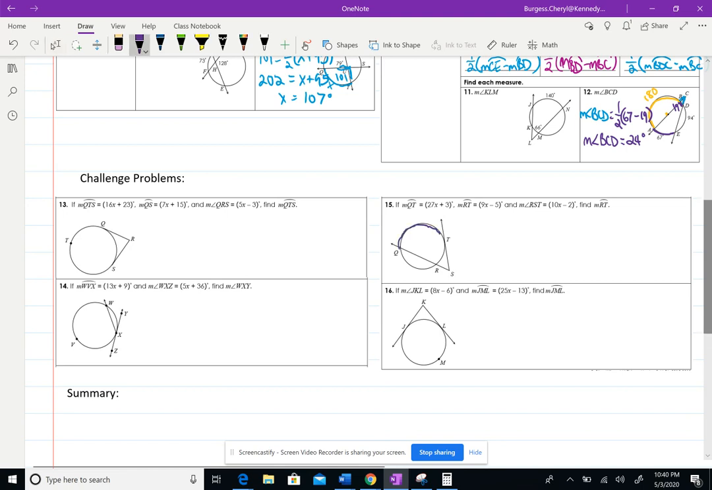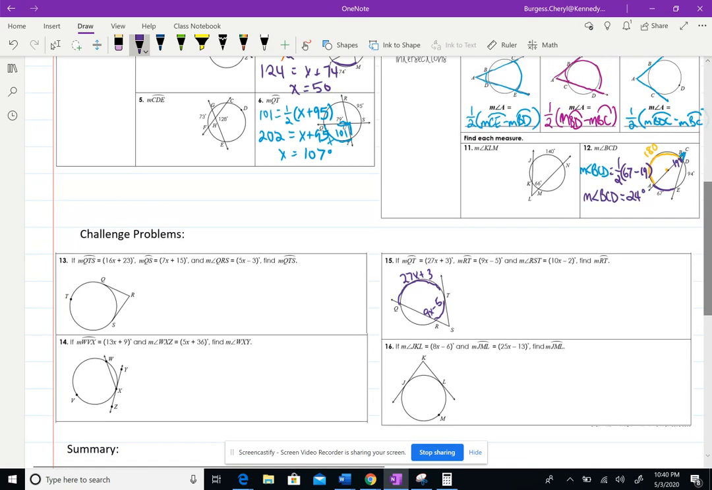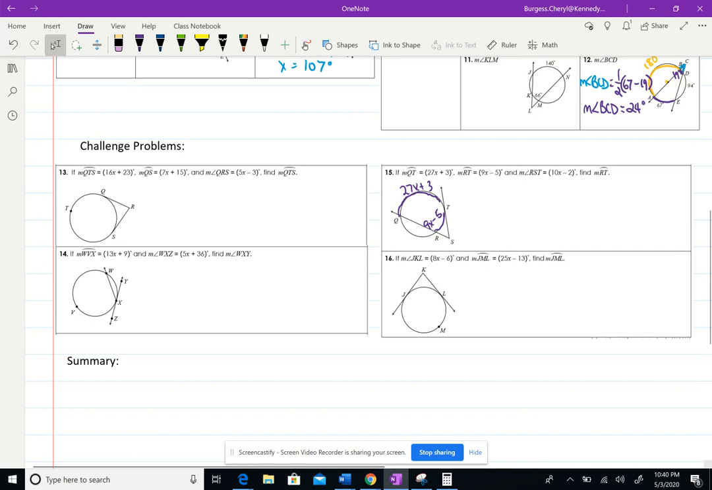Arc QT is 27x plus 3. Arc RT is 9x minus 5. And angle RST, oh, they gave us everything, that's nice. So angle RST is 10x minus 2.